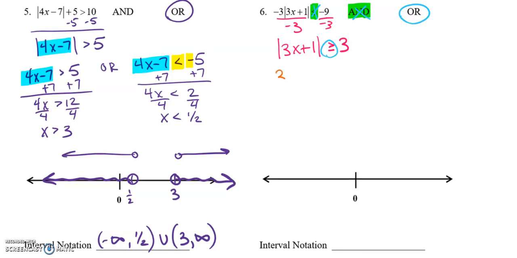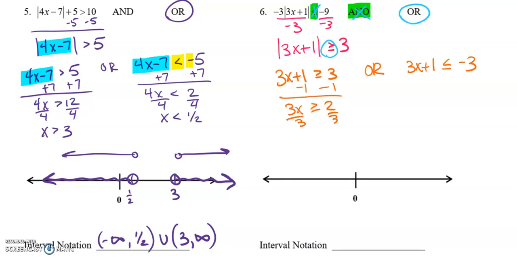Then what? Oh, then we rewrite the first one without the absolute value bars, or rewrite the second one, double switch, switch the symbol, switch the sign. Solve each like normal. Subtract 1 from both sides, divide both sides by 3, x is greater than or equal to 2/3. Subtract 1 from both sides, divide both sides by 3, x is less than or equal to -4/3.